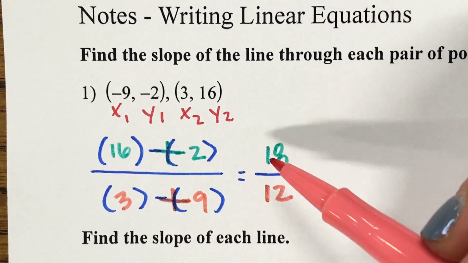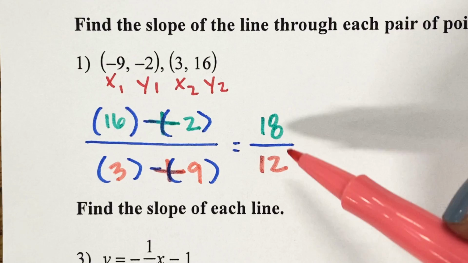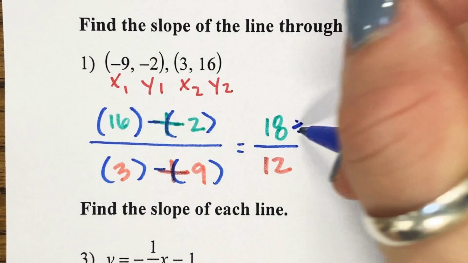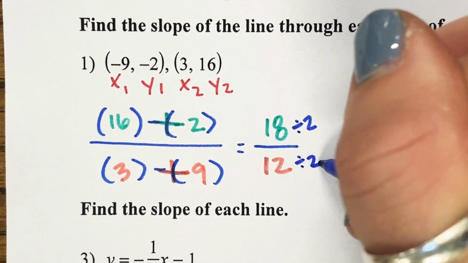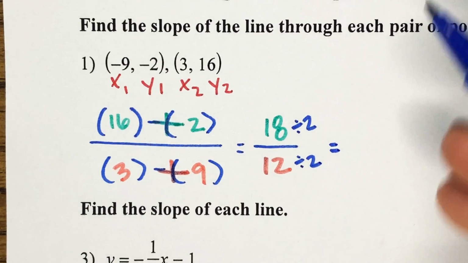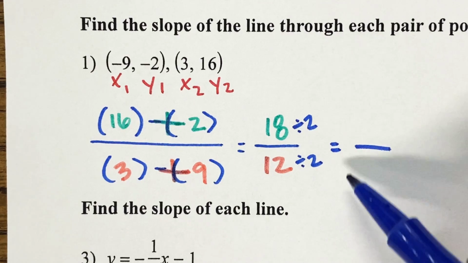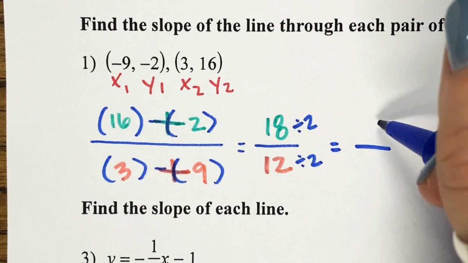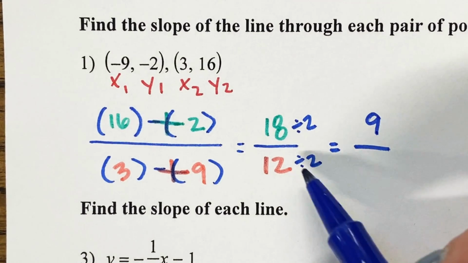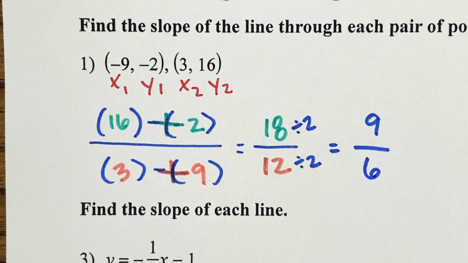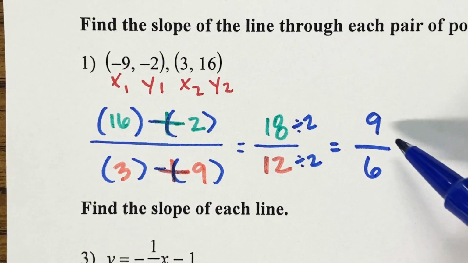There's a few things that we could reduce this fraction by. One thing I see is that both of these numbers, 18 and 12, are even, meaning we can divide each of them by 2. 18 divided by 2 gives me 9. 12 divided by 2 gives me 6. So I have 9 over 6.